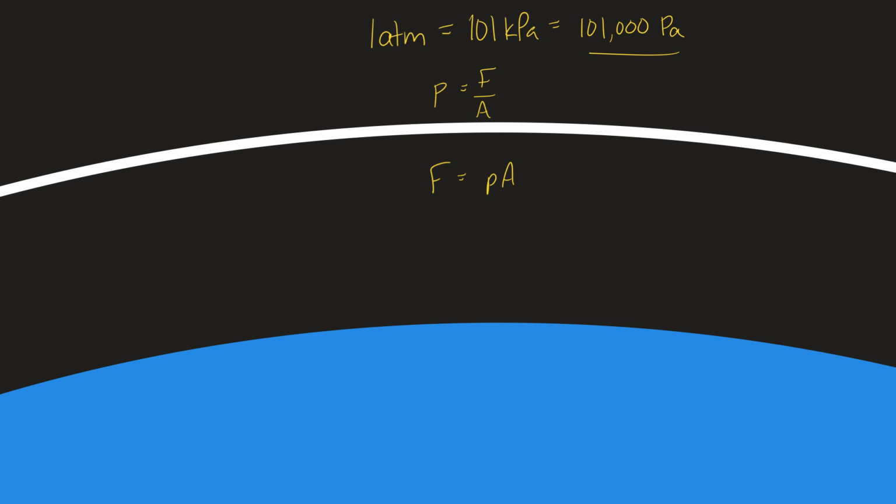Well, the table is 3 square meters. So that's 101,000 newtons per meter squared times the area of the table, which is 3 meters squared. That means the force from the air just on the table is 303,000 newtons.